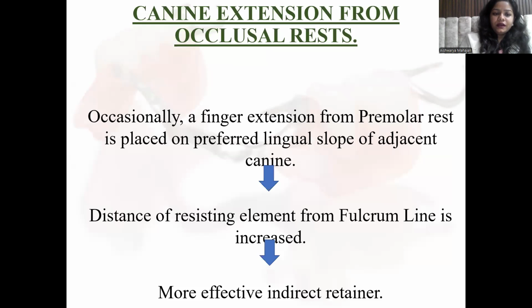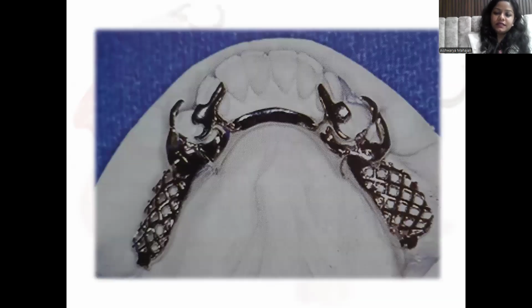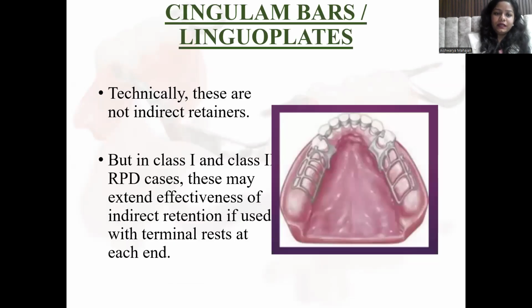Occlusally, a finger extension from the premolar rest is placed on a prepared lingual slope of the adjacent canine. The distance of the resisting element from the fulcrum line is increased, and hence more effective indirect retention is provided in such a case. This is the example. Here we have used both the canine and the premolar to increase the overall effectiveness of the indirect retainers.